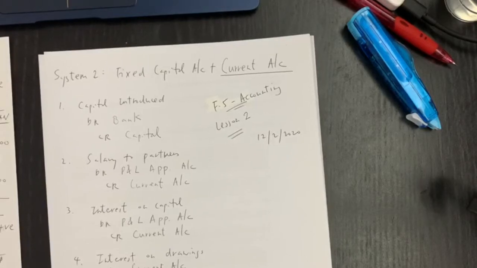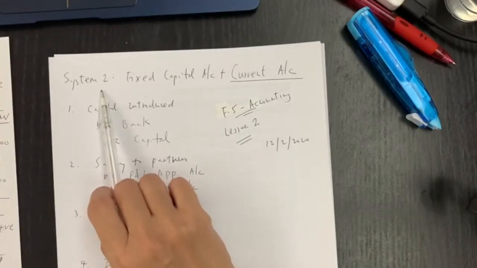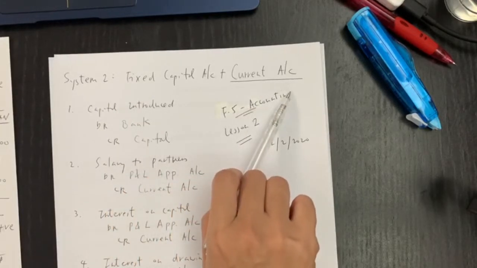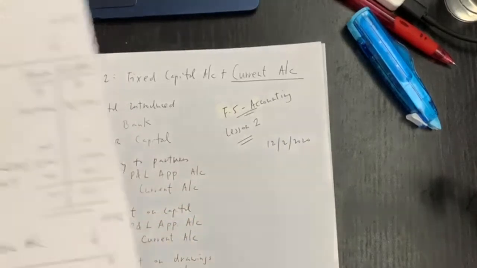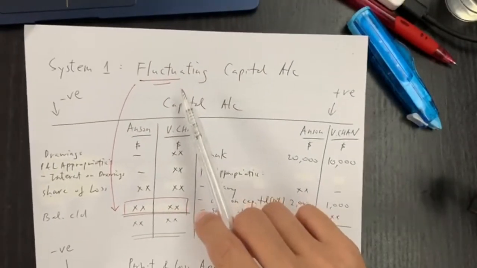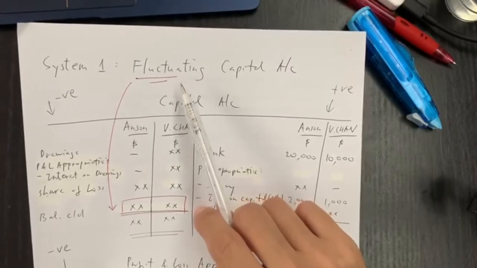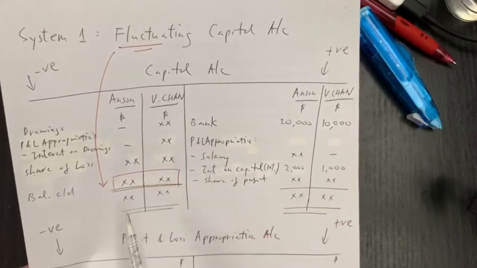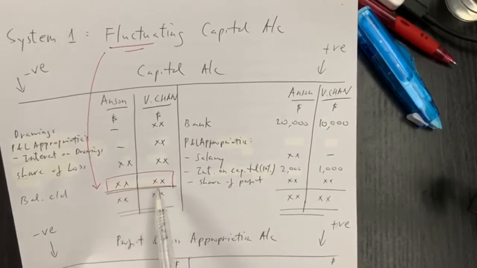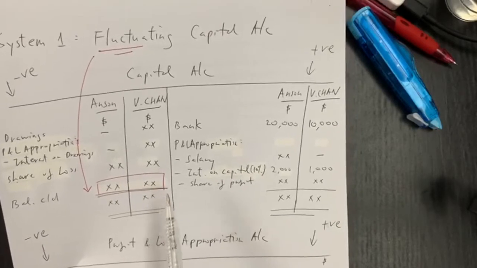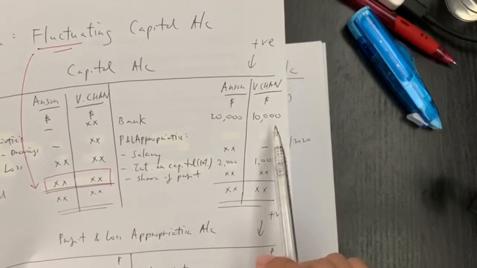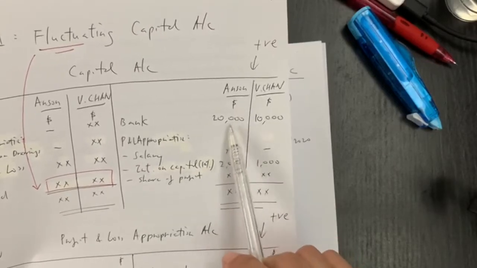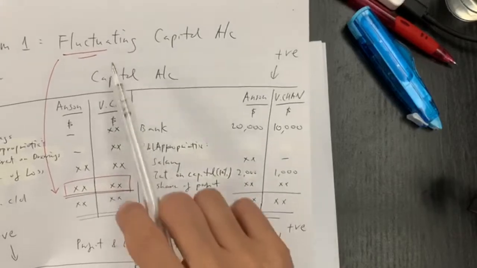Okay, so today's lesson we have System 2, which is fixed capital accounts plus current accounts. Remember, in System 1, we have this fluctuating, and fluctuating means always changing, right? Because after you have posted everything into the capital account, when you look at the closing balance here, it is very often not possible to be equal to the amounts I have introduced, which is 10,000, and the amounts introduced by Ensign, 20,000, right? So that's why we call it fluctuating.